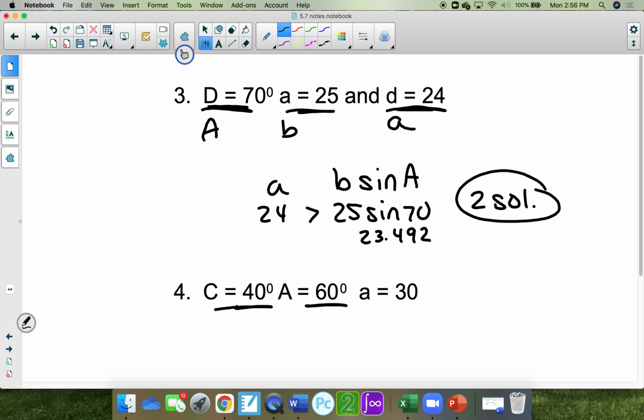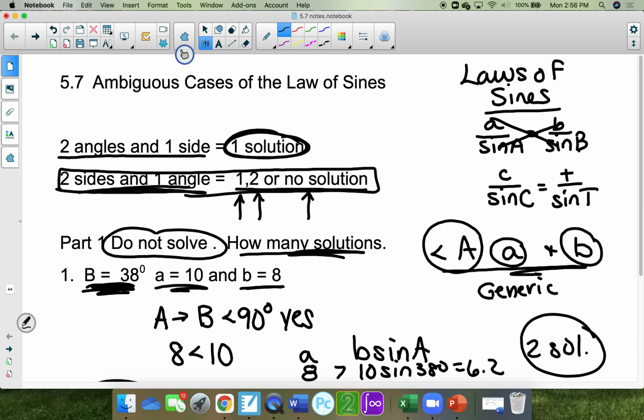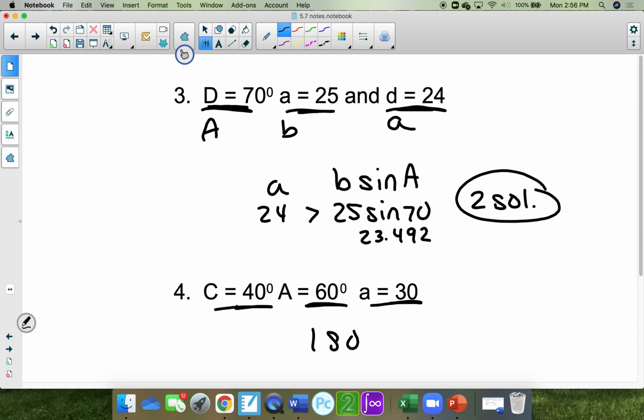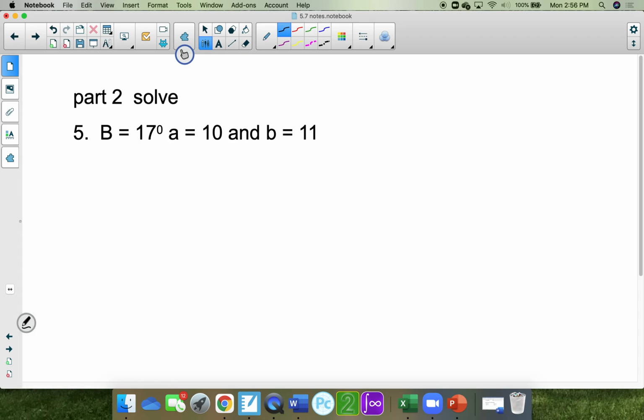If you're given two angles and one side, it's automatically a one solution. So this is a one solution. Okay, I think we're moving on to solving them. Now we're going to solve them, and I'm going to do 3 scenarios. So let's go through the 3 scenarios.